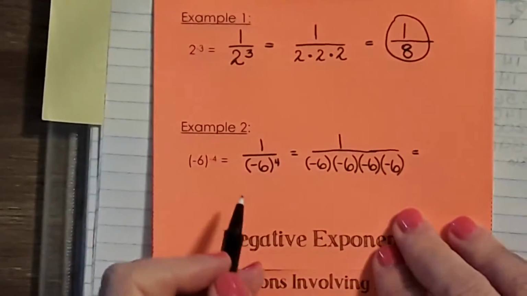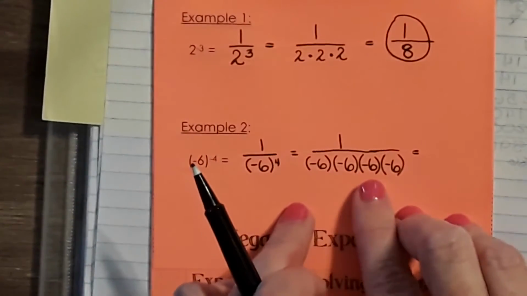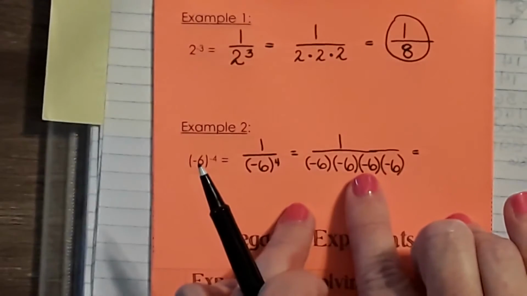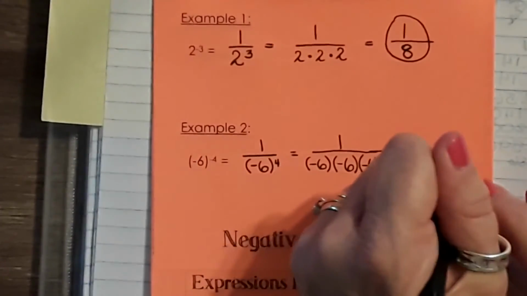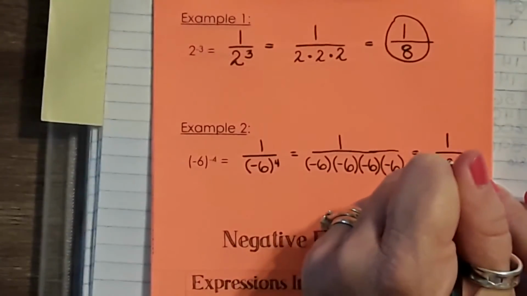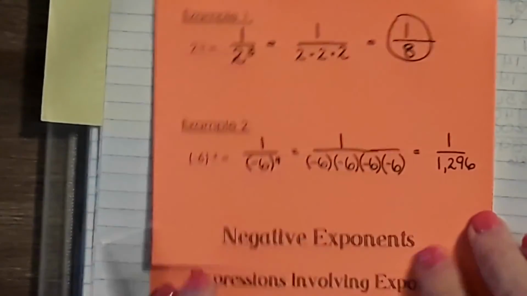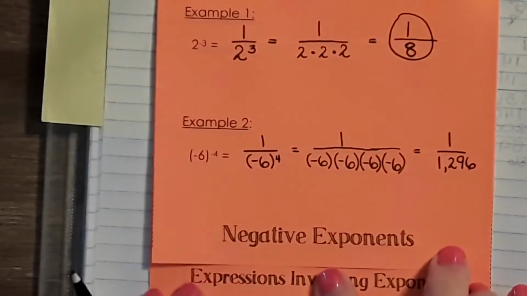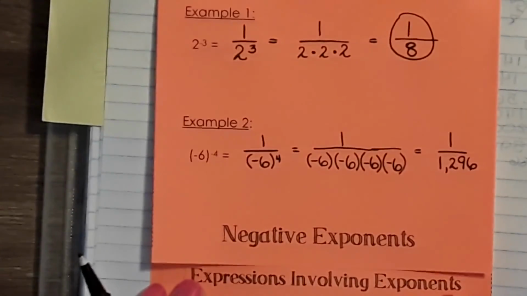Our total for that, a negative times a negative is a positive. A positive times a negative is a negative. A negative times a negative is going to be a positive. My answer is going to be 1 over 1,296. All right, I want you to check out the next one we're going to do is expressions involving exponents.